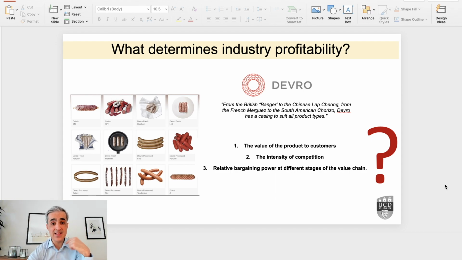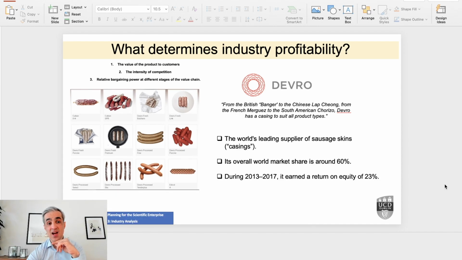Well, you'll be surprised. A lot of people might think that the margins here are very low. That maybe even though the value of the product is important, I mean, casings are important when you're making sausages, but the key thing here is that this industry is extremely profitable because of the second one, the intensity of the competition. So the intensity of the competition is actually quite low. When you look at these numbers, it's pretty amazing. During 2013 to 2017, this company earned a return on equity of 23%. That means that the money that investors were putting in was getting 23% back.